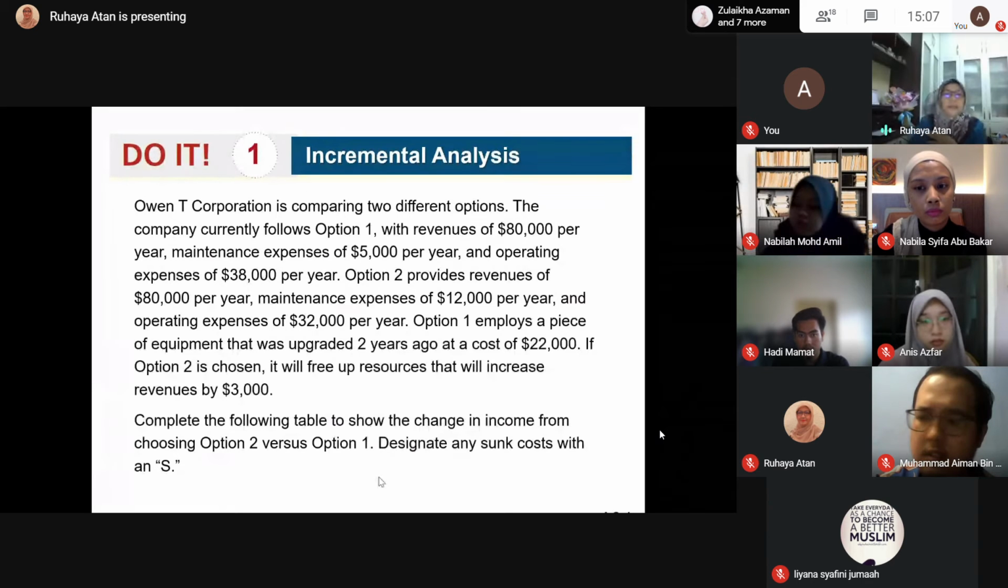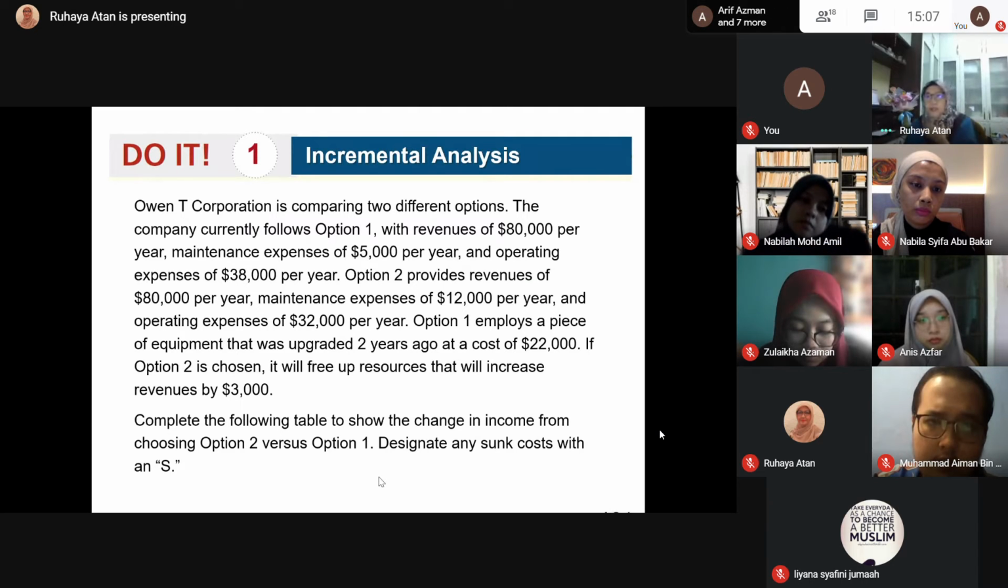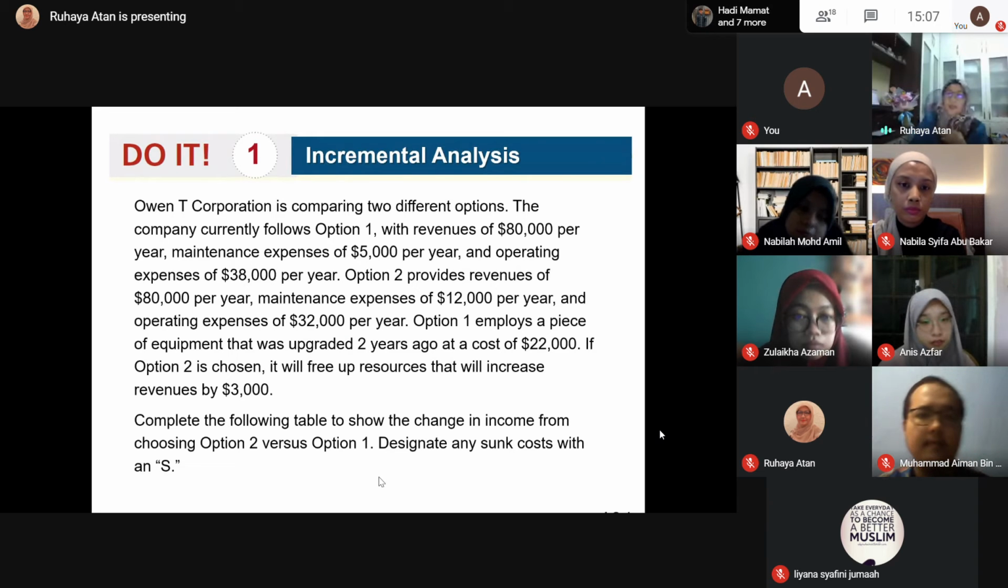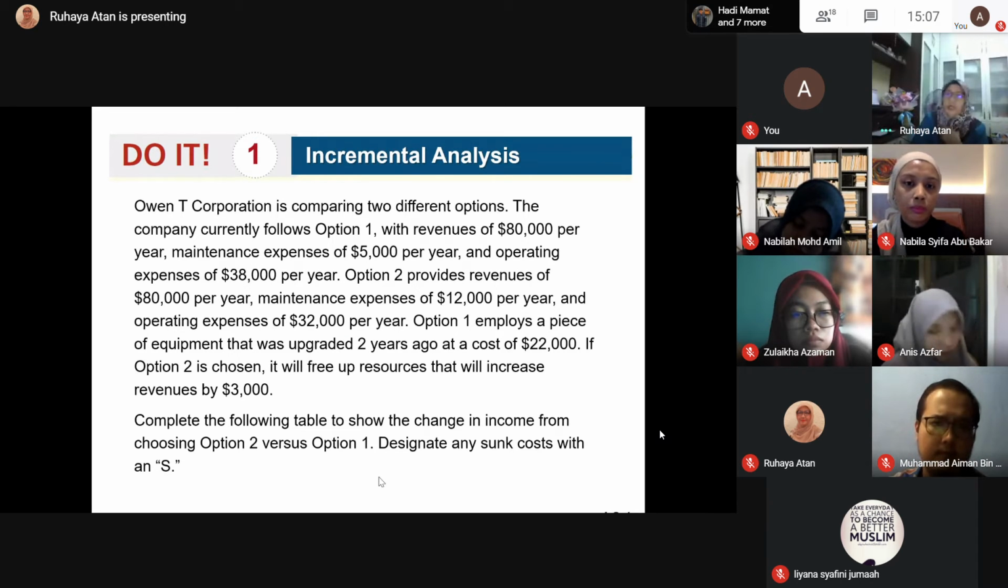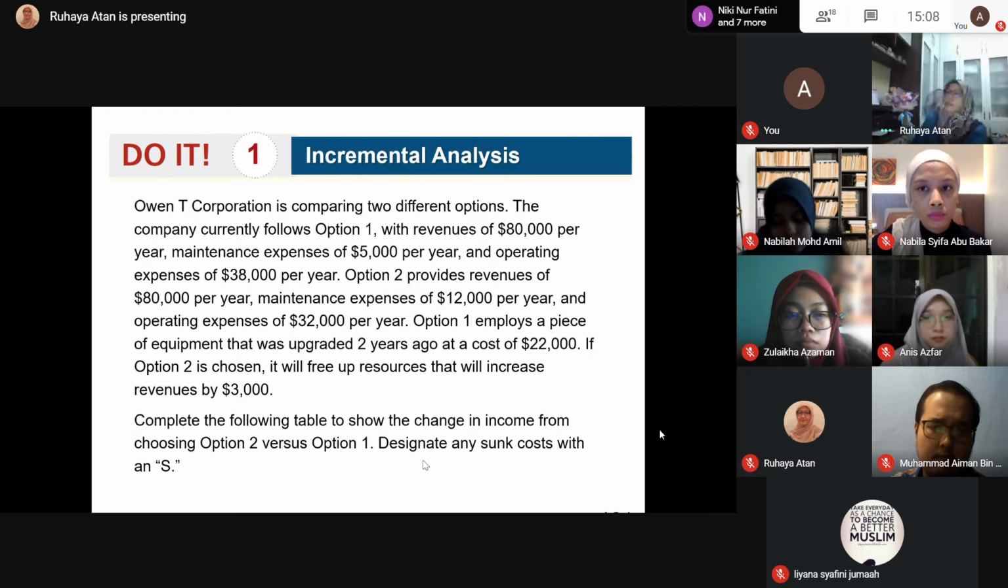Then option 2, they have revenues 80,000 per year, maintenance expense 38,000 per year, and operating expense 32,000 per year. And the additional information given to you, option 1 employs a piece of equipment that was upgraded 2 years ago at a cost of 22,000. If option 2 is chosen, it will free up resources that will increase revenue by 3,000. Okay, so what's your task? Yeah. Complete the following table to show the change in income from choosing option 2 versus option 1, and of course try to define the sunk cost.